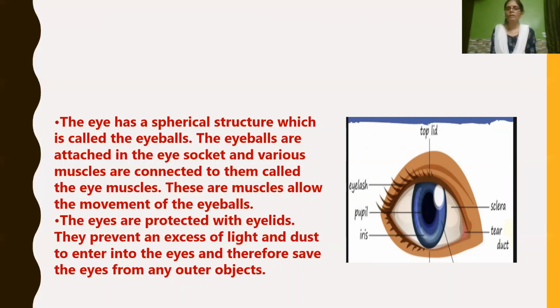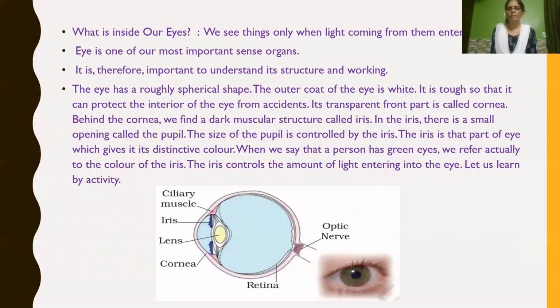And then if you see eyelids, the eyes are protected with eyelids, and they prevent excess light and dust from entering the eyes, and thus save our eyes from any foreign objects. These are all the superficial structures we have learned about: eyeball, eye muscles and eyelids.